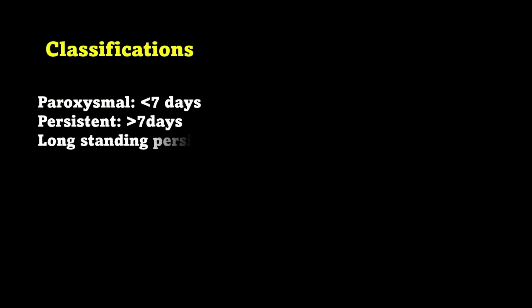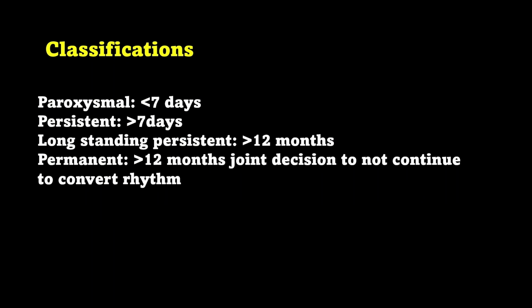So now we're going to talk about our various classifications of atrial fibrillation. AFib can be classified in a few different ways. First off is paroxysmal, which lasts less than 7 days and usually resolves on its own or is self-terminating. Persistent AFib lasts more than 7 days and often requires some kind of intervention.